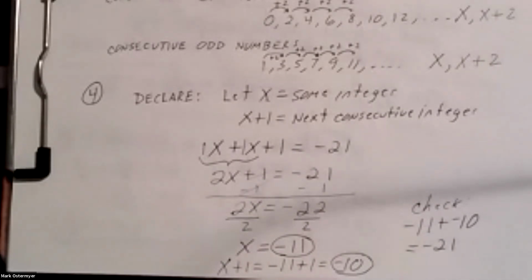All right, so we're done with that problem. We found our two consecutive integers that sum up to negative 21. They are negative 11 and negative 10. Okay. Any questions about how we did that problem? Let's try another one.